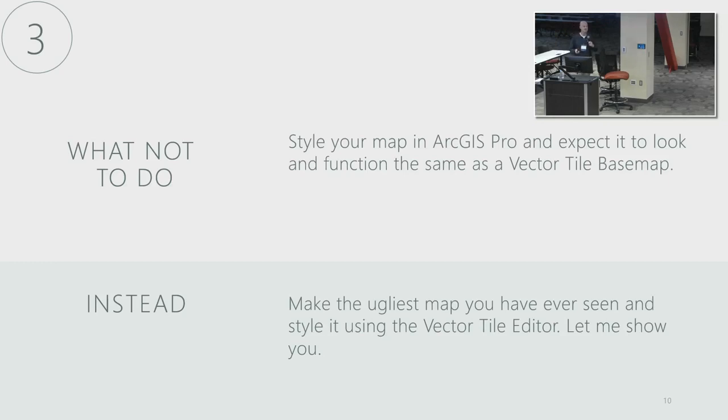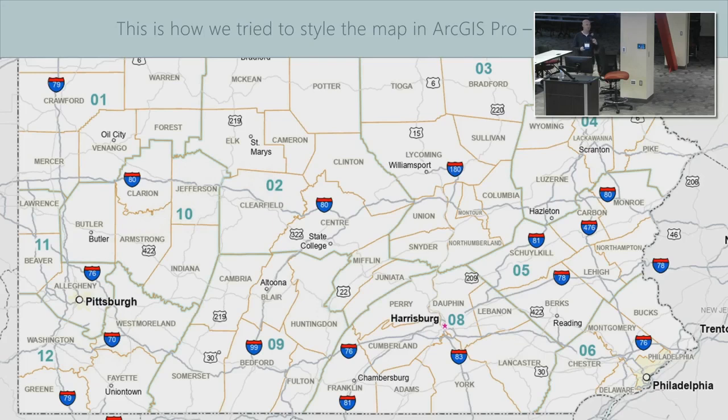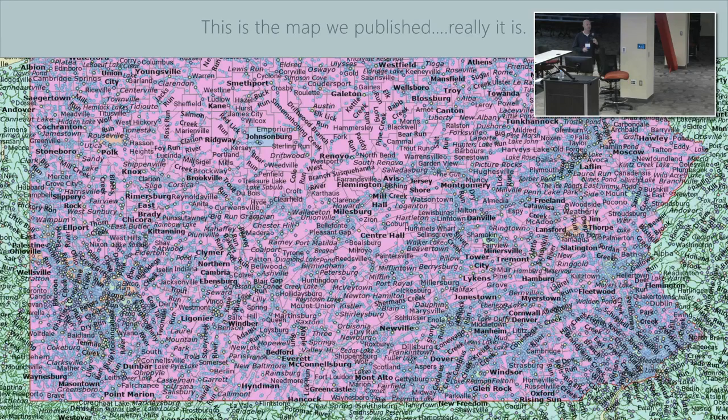So my suggestion is make it ugly. Don't worry about anything. Don't worry about cartography. Don't worry about rules, because this is what you want to end up with, but what I publish is this. And I get into what you see on here in a little bit more detail, but this is our raw product that's out there.